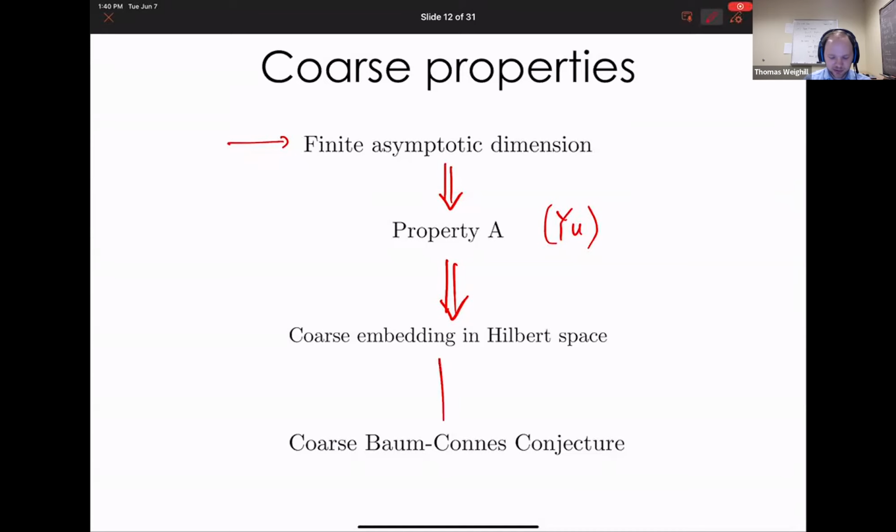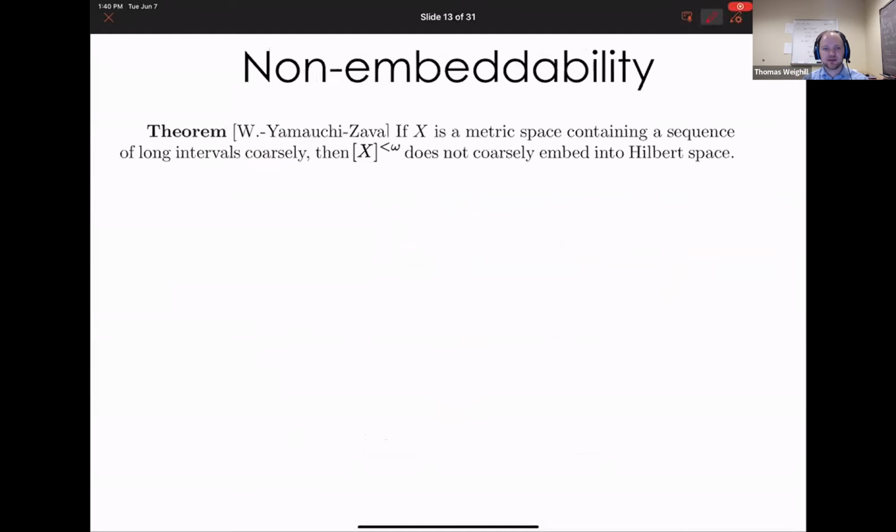And coarse embedding in Hilbert space implies the coarse Baum-Connes conjecture, which is the thing that gets you the Novikov conjecture via this principle of descent. So there's this kind of hierarchy, and in between these two, maybe between finite asymptotic dimension and property A, there's a whole industry of various different properties you might consider: asymptotic property C, decomposition complexity of various flavors that are all in there. But I'll be focusing mostly just on these.